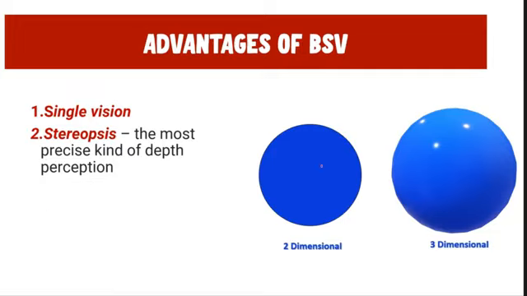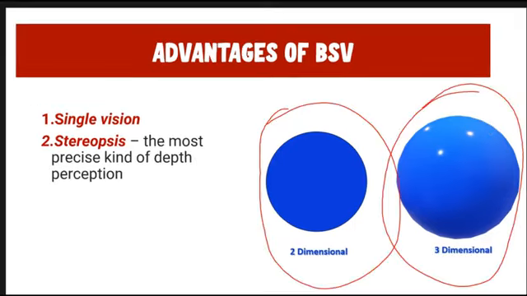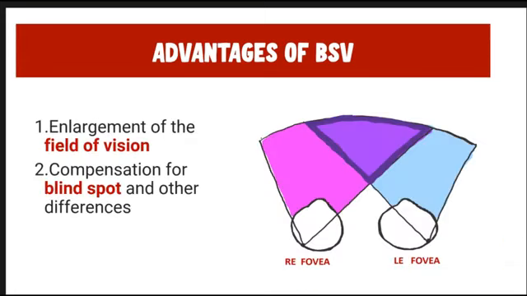Okay, so basically you can see this is the two-dimensional image of a circle and this is 3D. So that depth perception that you get in three-dimensional objects in real life is basically because of the binocular single vision. That depth perception is because we are able to use both our eyes simultaneously. So the most precise kind of depth perception, which is known as stereopsis, is basically a gift of binocular single vision. Apart from that, binocular single vision actually helps us in enlargement of the field of view.